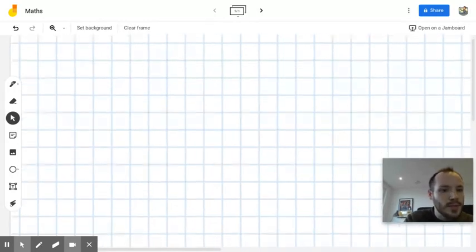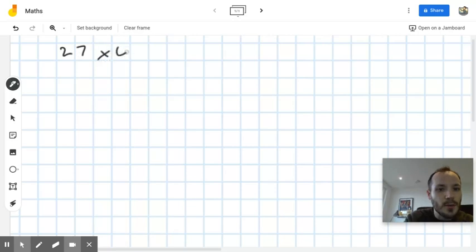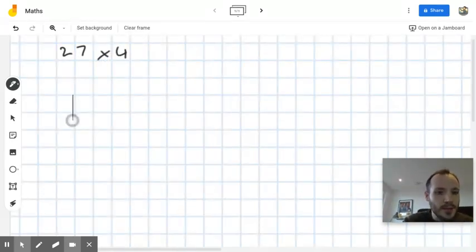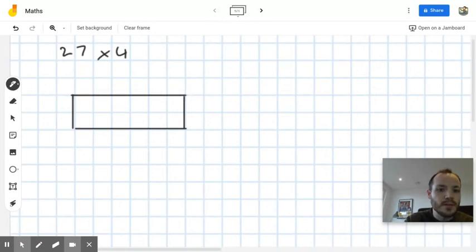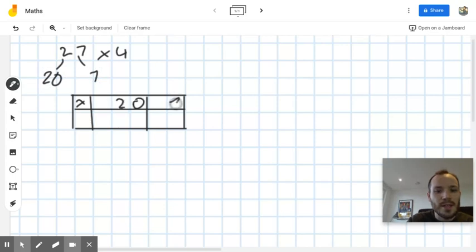Okay, so 27 times 4. Now you should be really good at this method. We draw a line, 2 down and 6 across. 1, 2, 3, 4, 5, 6. So over here I write times, and I'm going to partition that 27 to 20 and 7. I write 20 there and 7 there, and over here I'm going to write 4.